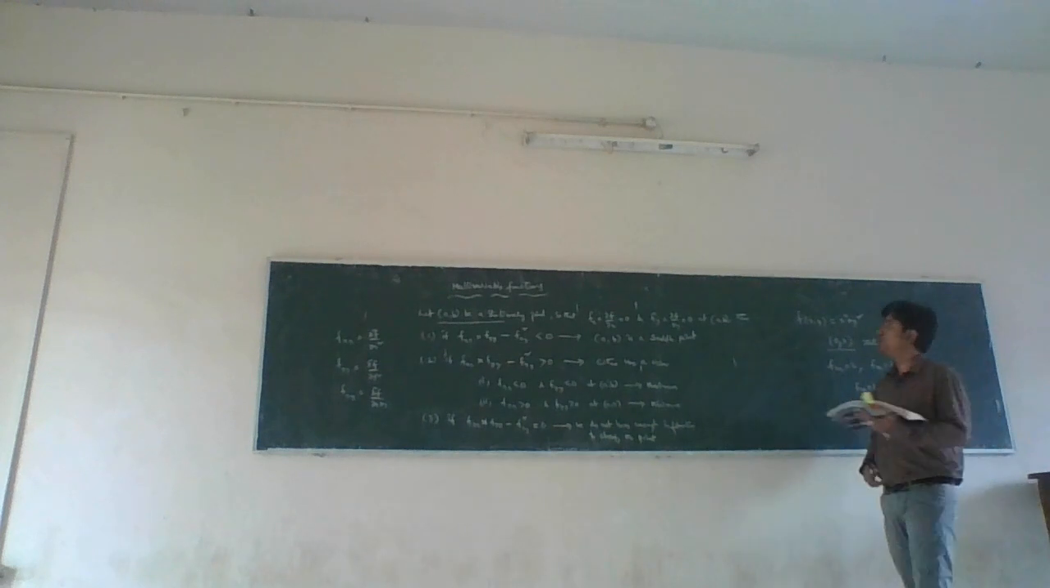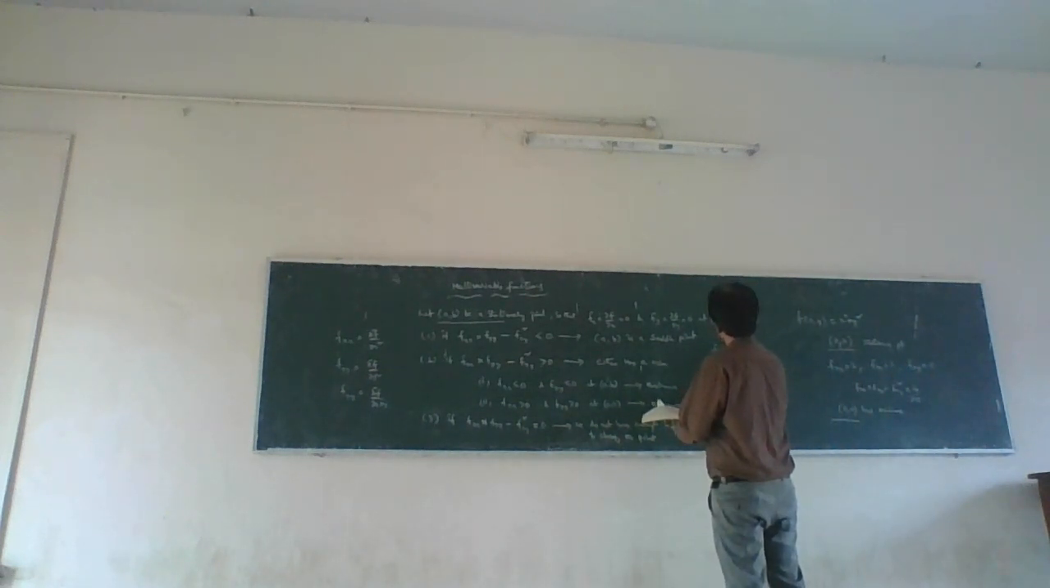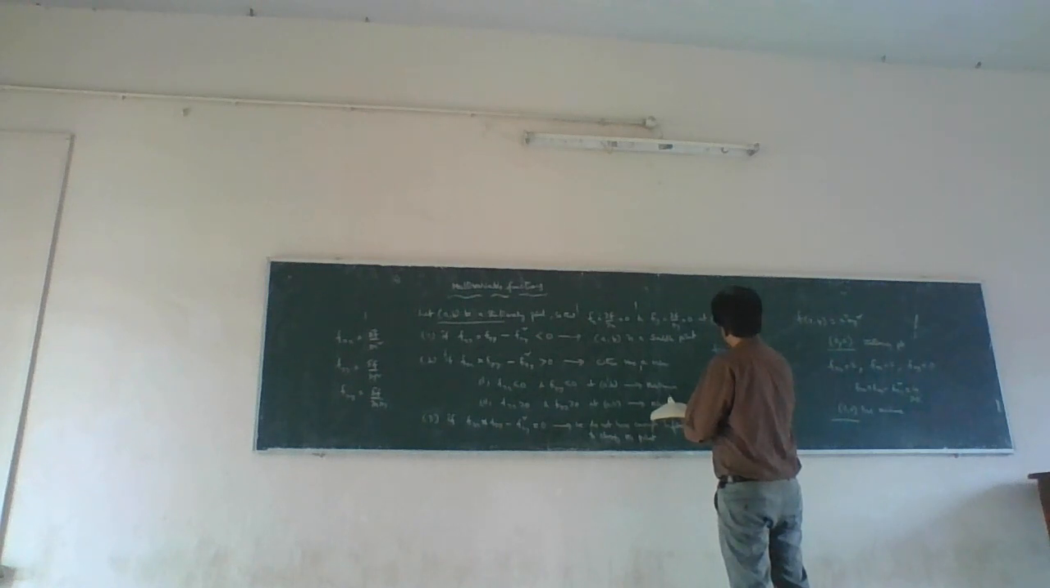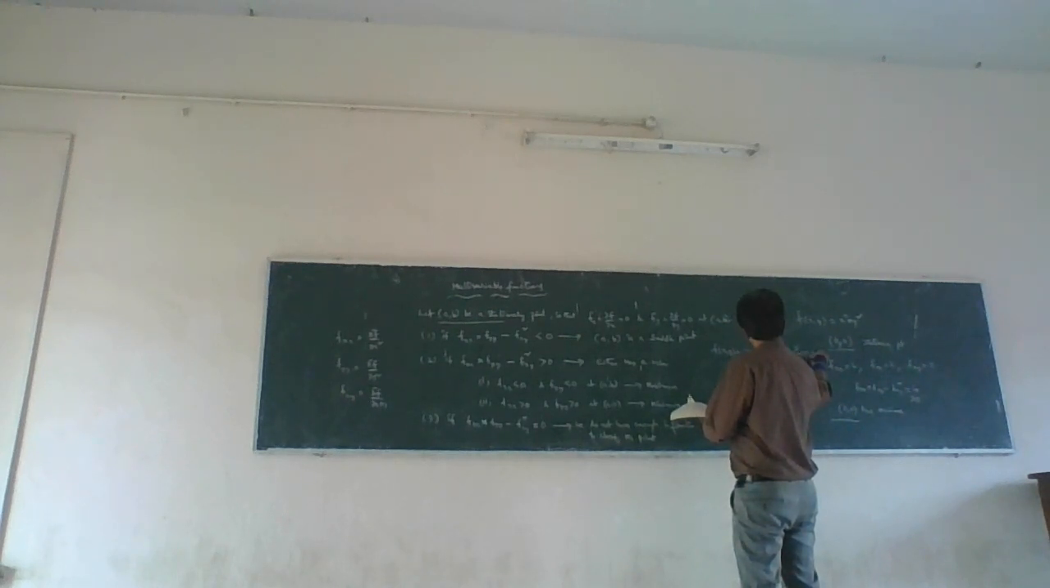f of x comma y is equal to 2x³ plus 6xy² minus 3y³ minus 150x.